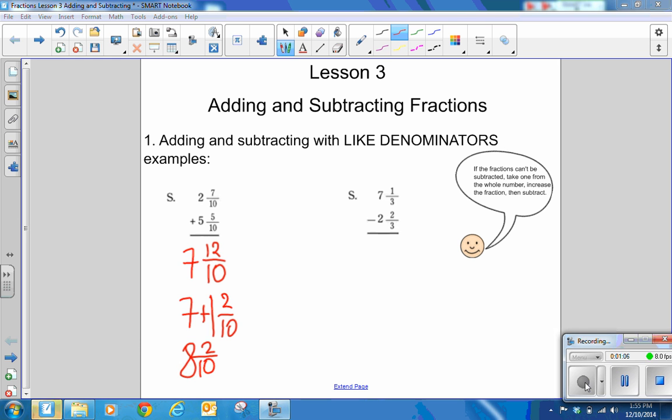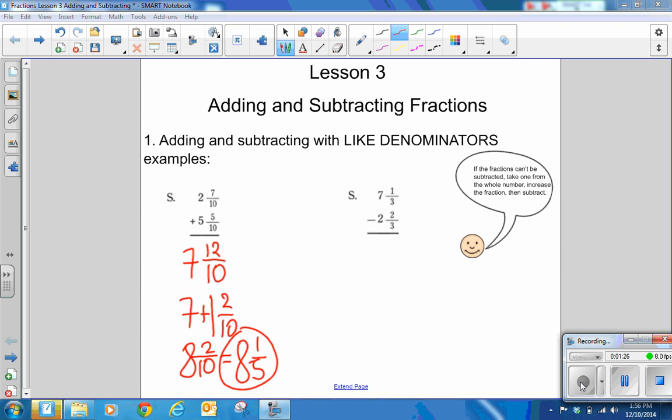I can still simplify this fraction. I leave the 8 where it is, but I see that both 2 and 10 can be divided by 2. 2 divided by 2 is 1, and 10 divided by 2 is 5. So 8 and 1/5 is my final answer.